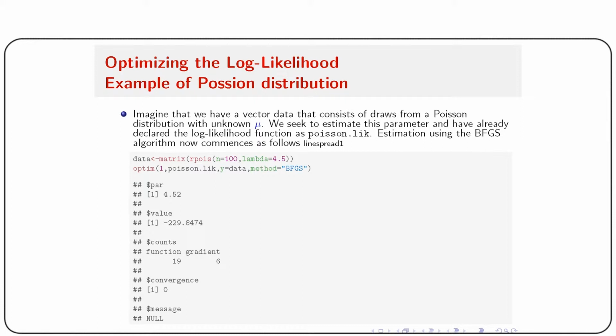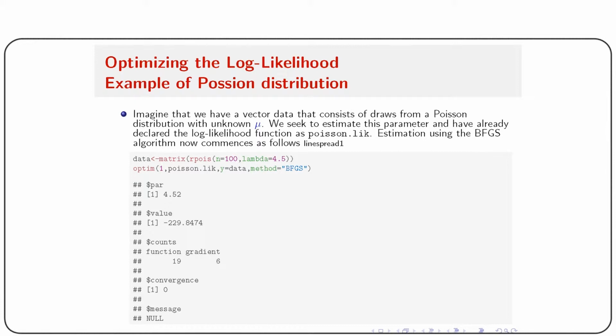Say data equals matrix. I just generate the data with lambda say 4.5, and the total number of data points is 100. You generate the data from rpois with n equals 100 and lambda equals 4.5. So data is the data matrix, and then optim, that is one parameter, so the initial value we set as 1. Then the name of the log likelihood function is Poisson.like, then y equals data, and method is BFGS. So it will give you the estimate of 4.22. We assume 4.5, and the estimate is giving 4.22.